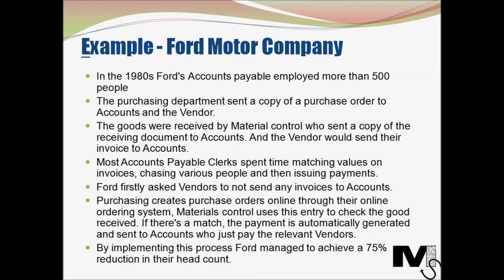In the 1980s, Ford Motor Company's accounts payable employed more than 500 people, which it understood was way too many people. They started off by analyzing their existing systems. Now, they understood that their purchasing system worked in a rather complicated way. The purchasing department sent a copy of a purchase order to accounts and to the vendor. The goods were then received by materials control, who sent a copy of the receiving documents also to accounts, and the vendor would also send their invoice to accounts.